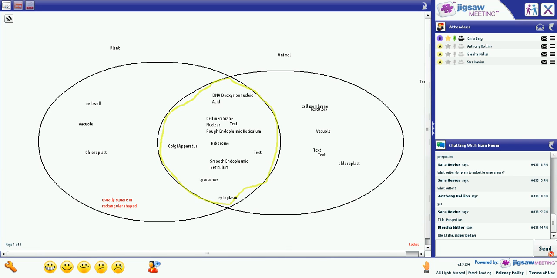Okay, make sure you're looking at the right side. The plant characteristics go in the plant side, and the animal characteristics in the animal side. Animal cells do not have chloroplast.